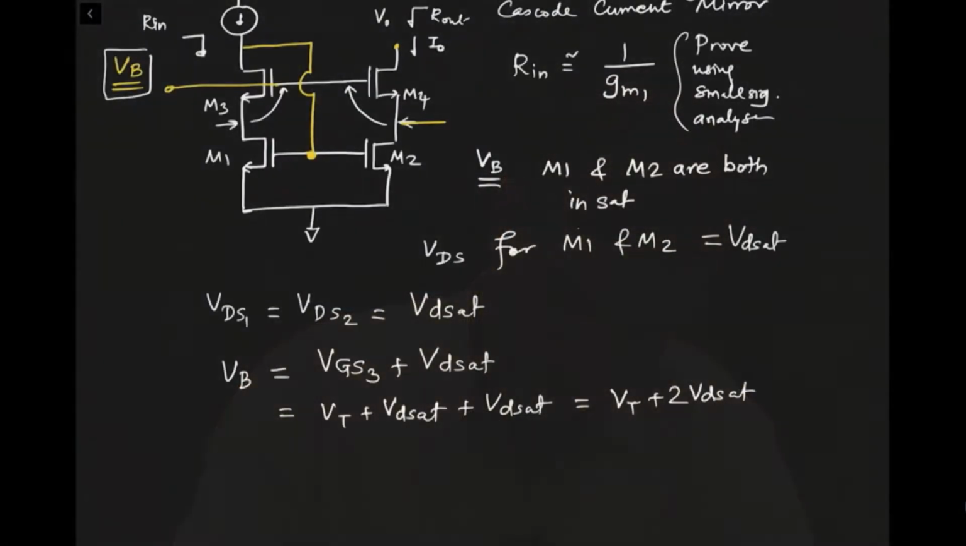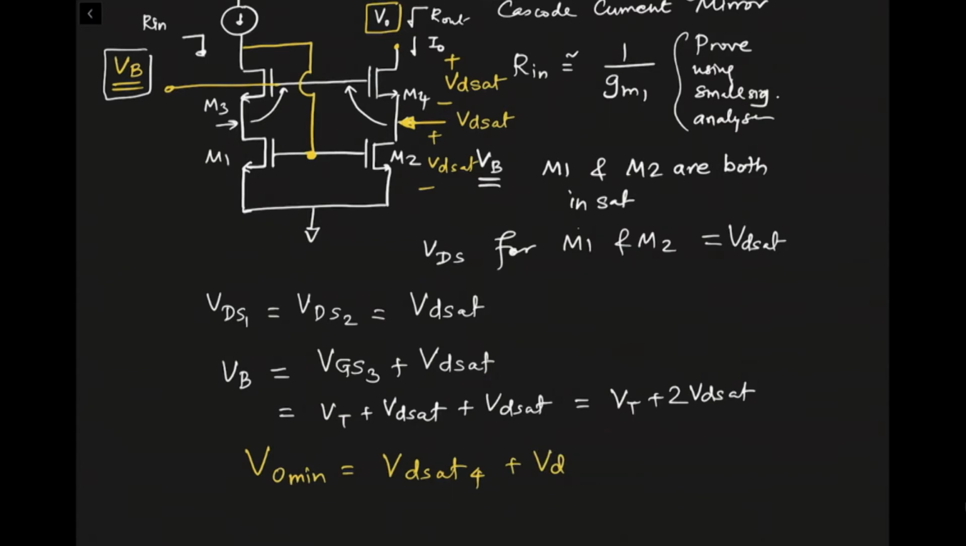Now we know that the potential at the point shown by the yellow arrow is going to be VDsat. And now V out: what's the minimum potential at V out that we can have? We need at least one more VDsat across this, and here is another VDsat. So V out minimum can be VDsat4 plus VDsat2, approximately 2 times VDsat. If VDsat is 200 millivolts, then this is approximately 400 millivolts. Much better compared to the cascode current mirror we did in the previous lecture. So this can be used when you are operating from a 1 volt or 1.2 volt supply, and you will have enough headroom to make use of this current source.